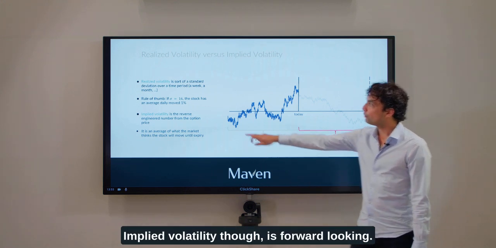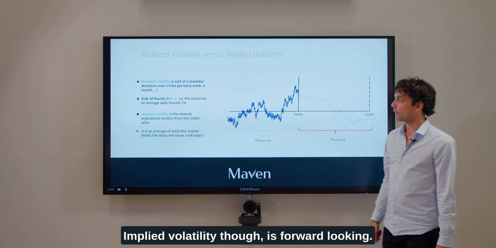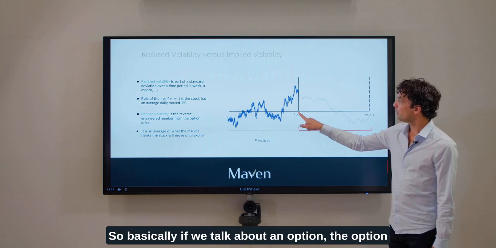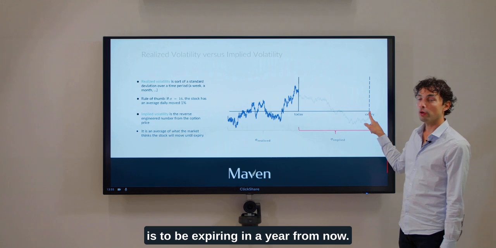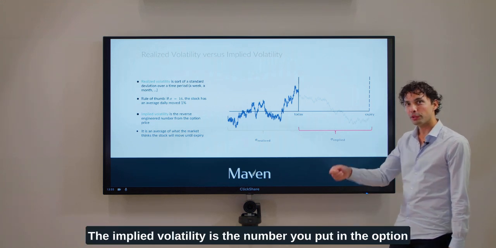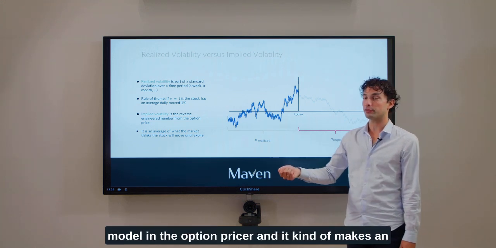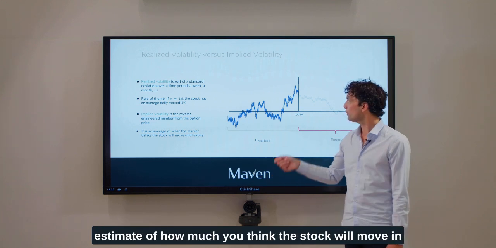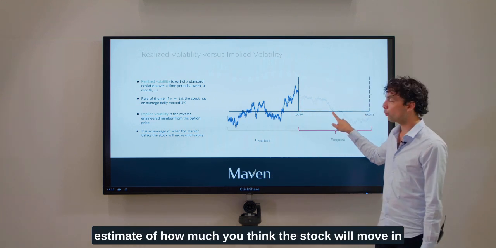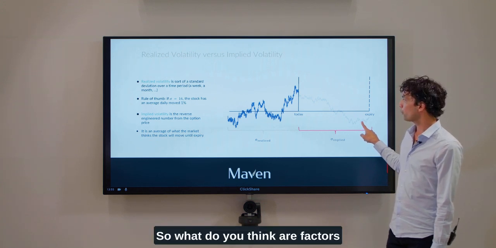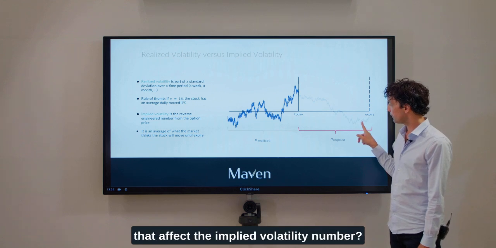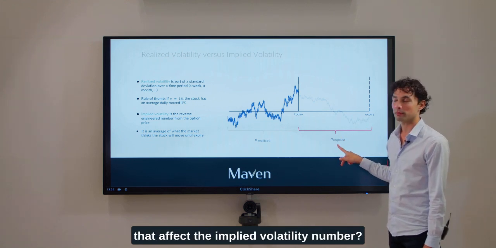Implied volatility, though, is forward-looking. So basically, if we talk about an option, the option is to be expiring in a year from now. The implied volatility is the number you put in the option model, in the option pricer, and it kind of makes an estimate of how much you think the stock will move in the future, which is an unknown, of course.